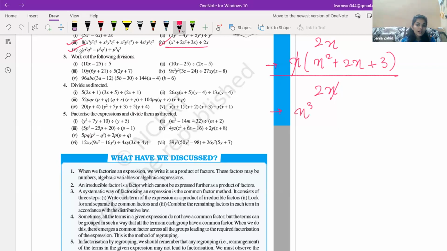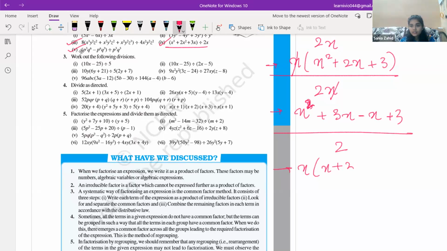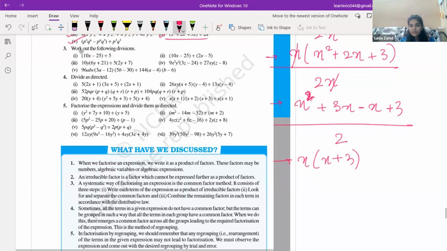So can I write like plus 3x minus x? Because 3 into 1 is 3 and 3 minus 1 is 2. Yes, ma'am. Plus 3 upon 2. So I can take common as x. I have x, here it was square, I'm sorry. x plus 3. Then here I can take minus 1 as common.